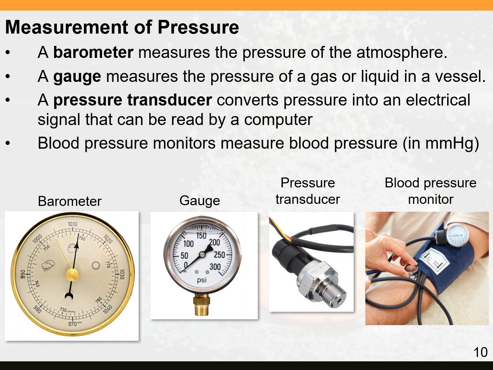In day-to-day applications, there are different devices to measure gas pressure. For example, barometers are used to measure the atmospheric pressure. Gauges are used to measure the pressure of a gas in a vessel. In more technical applications, where pressure needs to be recorded or monitored by a computer, pressure transducers are used that convert the measured pressure into an electrical signal. Blood pressure monitors measure blood pressure.